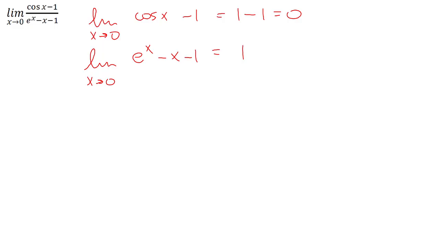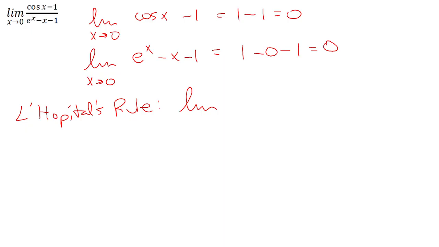e to the 0 is 1, minus 0 minus 1 is 0. So it looks like this is going to be a L'Hopital's rule problem. So we will use L'Hopital's rule. We will take the derivative of the numerator and of the denominator. Derivative of cosine x is negative sine x. And the derivative of the denominator, the derivative of e to the x is e to the x. The derivative of minus x is minus 1. And the derivative of the minus 1 is 0, goes away.